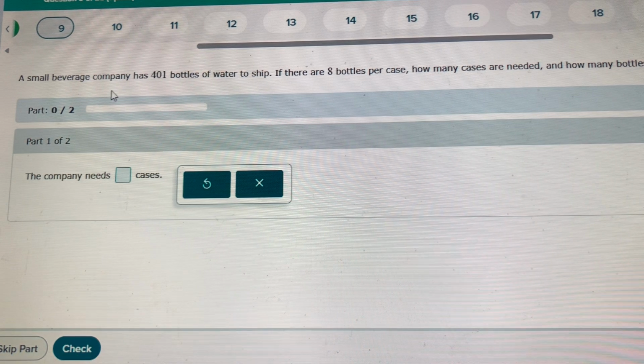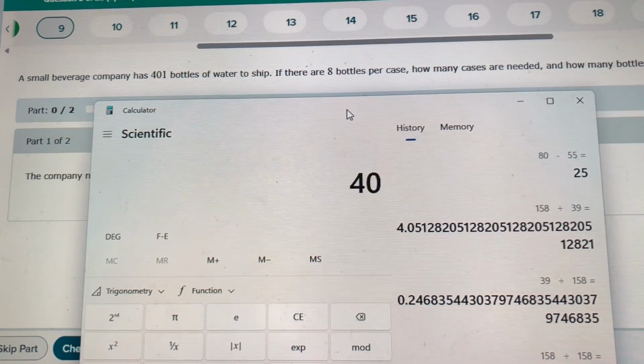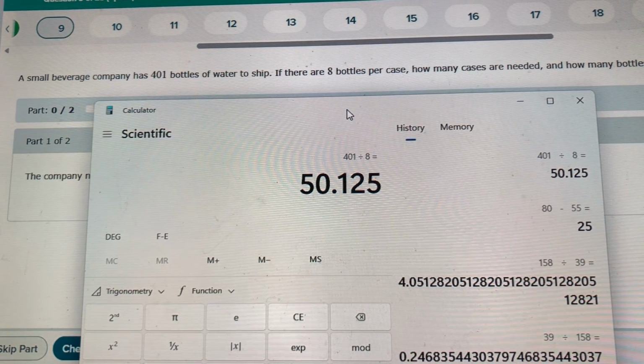A small beverage company has 401 bottles of water to ship. If there are 8 bottles per case, how many cases are needed and how many bottles will be left over? So this is a division process. There are 401 bottles, and they want to put them 8 per case. So if you divide by 8, that's how many cases you're going to need. You're going to need 50.125 cases. So in other words, 50 full cases, and then there's a little bit left over.